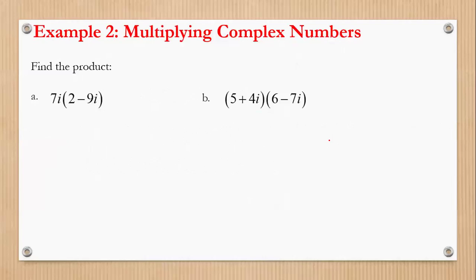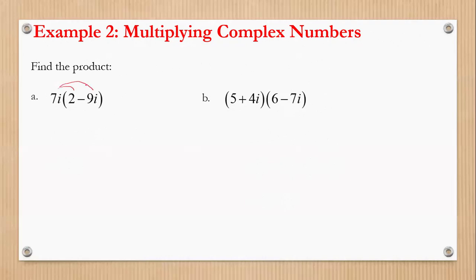So next example, it says find the product. We want to multiply complex numbers. We do the same as the binomials. So to multiply one term by two terms, we need to use the distributive property.